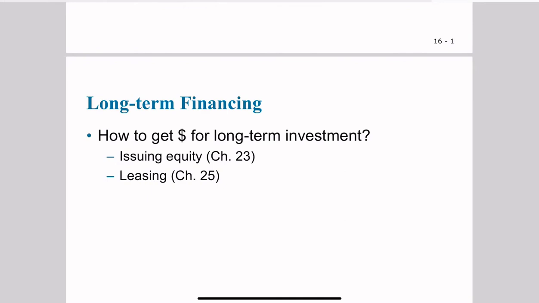Chapter 23 is about issuing equity to finance investment, chapter 24 is about issuing debt to finance investment, and chapter 25 is about leasing. Chapter 24 is pretty simple, so if you're interested, you can read it yourself. For this class, chapter 24 is not required, so I will only review chapter 23 and chapter 25 here.